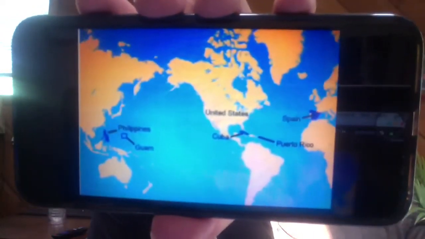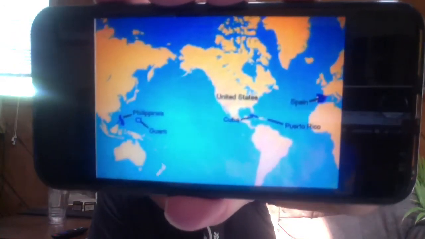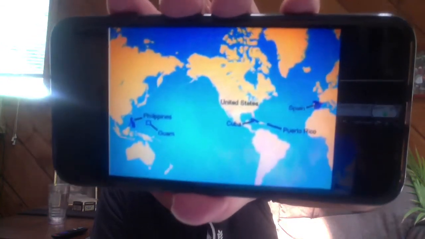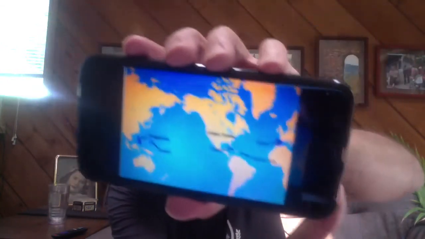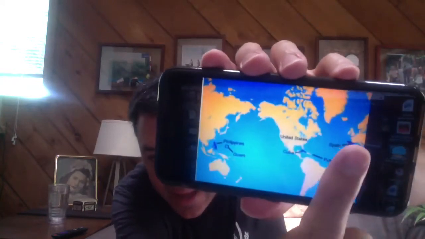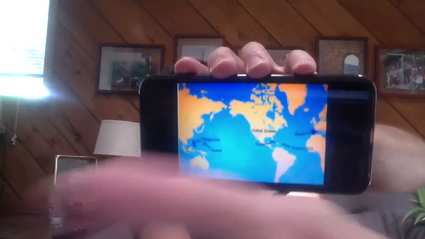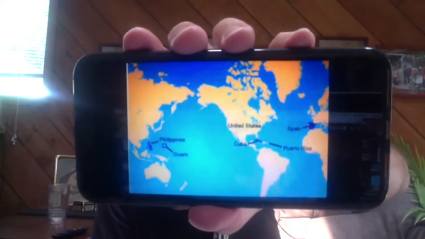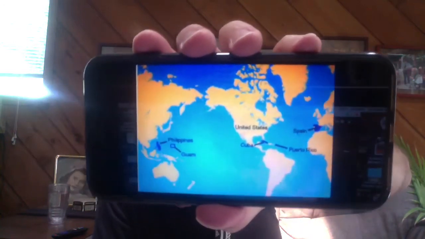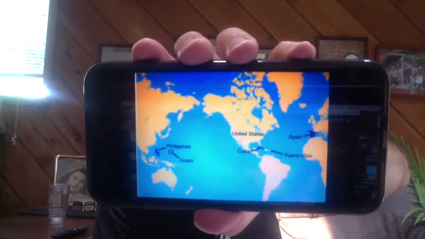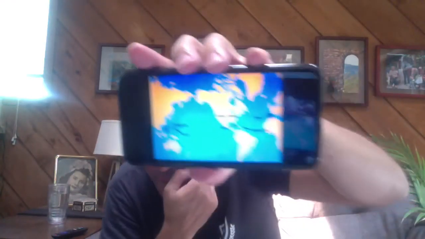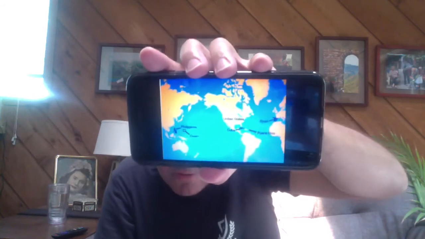All right, so in the middle, you can see there's Cuba. Cuba and Puerto Rico, they're in the Caribbean, just south of the USA. You can see to the east, there's Spain over in Europe. This way we have Asia, and there are the Philippine Islands, the Philippines, and the island of Guam in the South Pacific. Look how big the Pacific Ocean is. Crossing the Pacific Ocean. That's how far away the USA was from the Philippines.